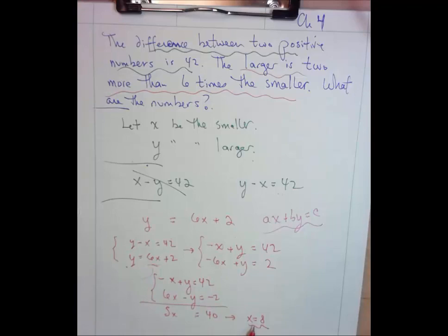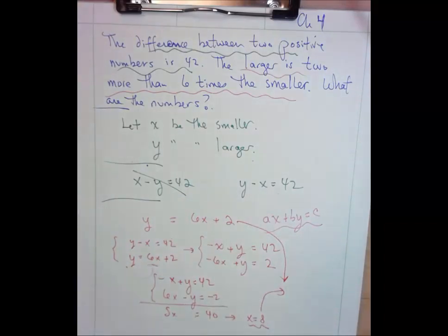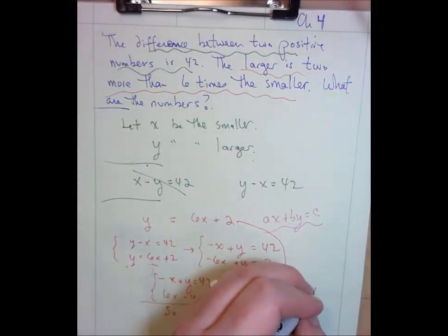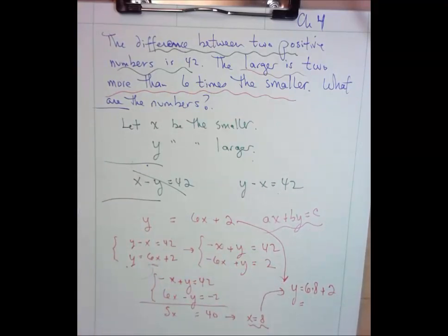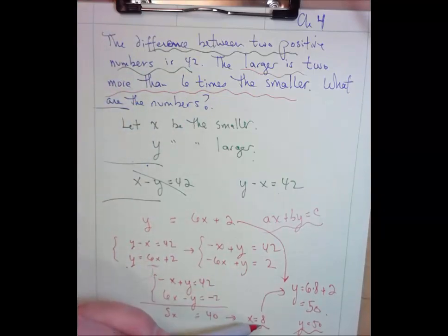And if x is equal to 8, then y will be 6 times 8 plus 2, or 48 plus 2 is 50. Like that. So x is 8, y is 50. Is that consistent? The difference between these two is 42. 50 minus 8 is 42, and the larger one is 2 more than 6 times the smaller. So if we take 6 times 8, which is 48, add 2 more, we get the bigger number.